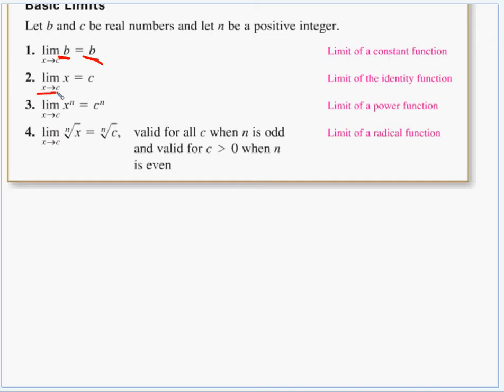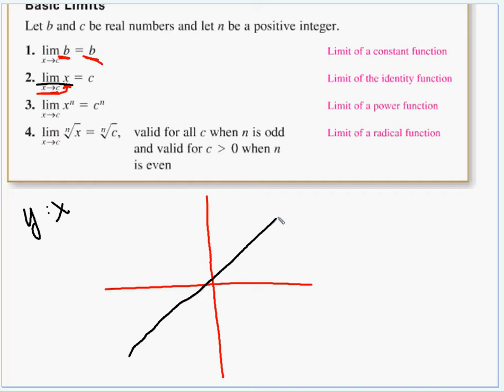The limit as x approaches c of x is c, because we just directly plug that c value in right there, and that's the number, c. If you want to think about it graphically, here's our function, the limit as x approaches c of x. Well, that would be the function y equals x, or just a line going through the origin, slope of 1. So if I put in a 2, I get out a 2. If I put in a 3, I get out a 3.